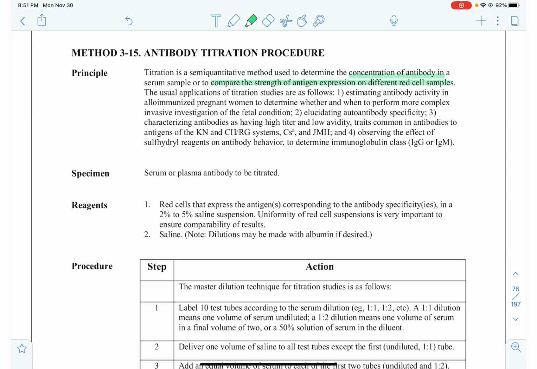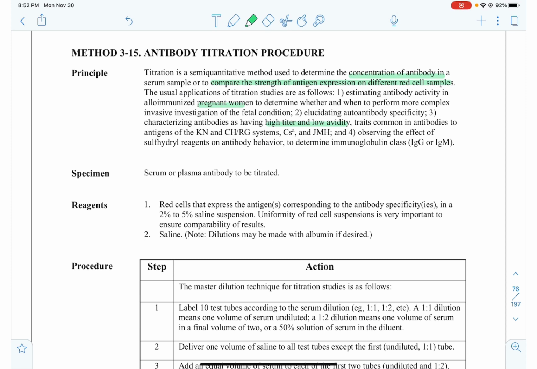The usual applications of titration studies are as follows. Number 1, estimating antibody activity in alloimmunized pregnant women to determine whether and when to perform more complex investigation of the fetal condition. Number 2, elucidating autoantibody specificity. Number 3, characterizing antibodies as having high titer and low avidity traits.